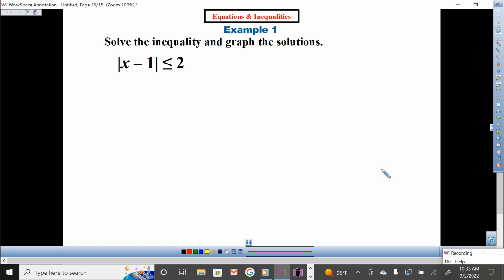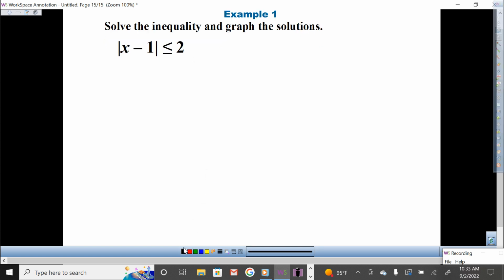We're going to do this one together, and I'm going to ask you to put your pencils down when I ask you to, or your writing utensils. But then at that point, I'm going to show you something very specific for these times, okay? So here we go. We got absolute value x minus 1 less than or equal to 2.